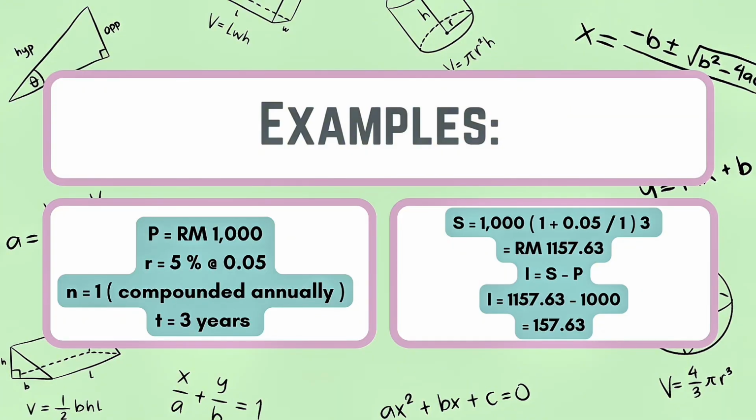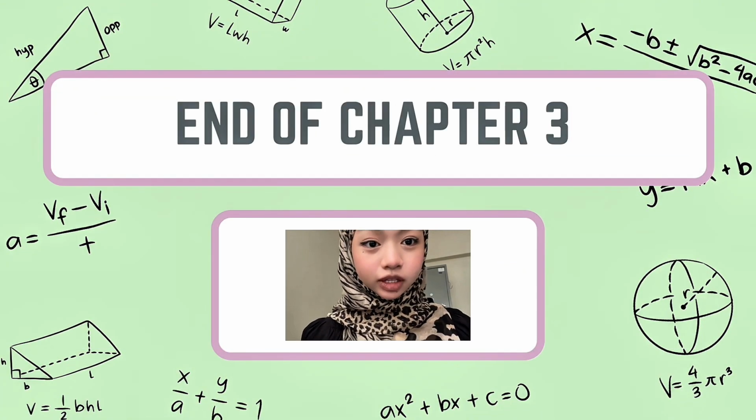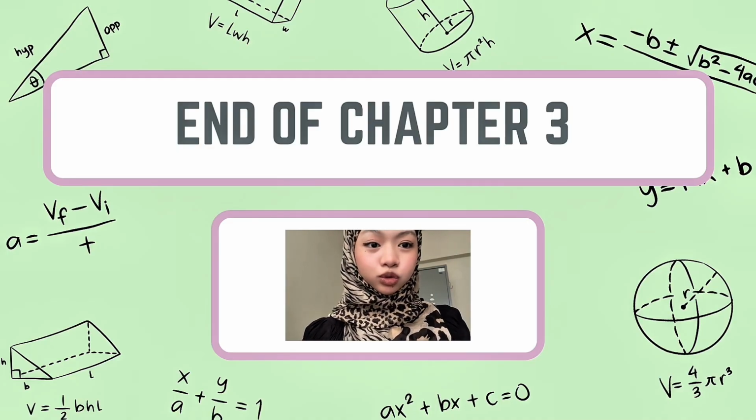So, I will explain how I get the total interest by using this formula, which means interest is equal to S minus P, which is 1,157.63 minus 1,000. Now that we understand how compound interest works, let's move to something closely related, annuities.